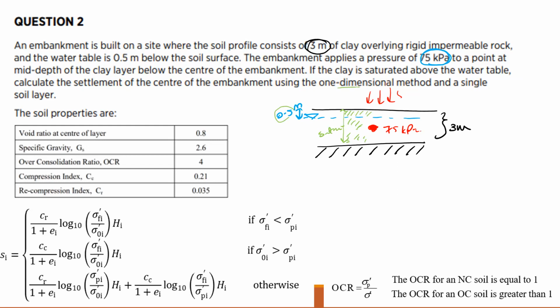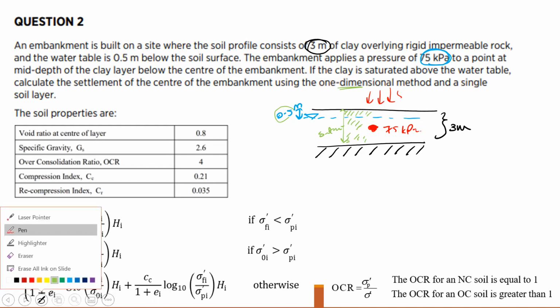So you can do this question from week 9 content, but they're asking you to use the one-dimensional method and a single soil. So you have only a single layer. So just one calculation, isn't it? Am I right? Okay, now let's see what other things they have given.